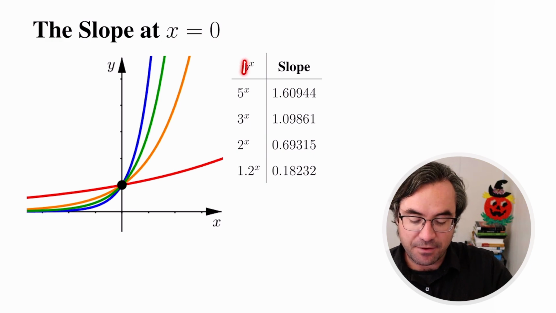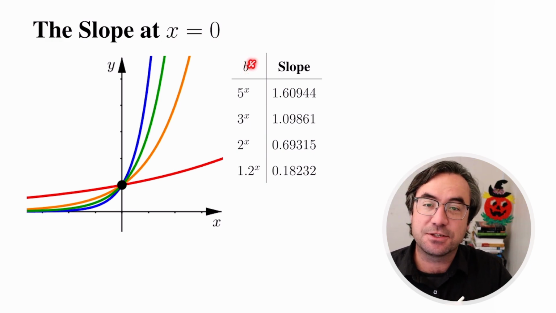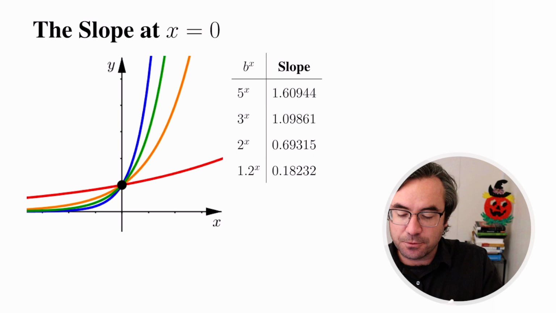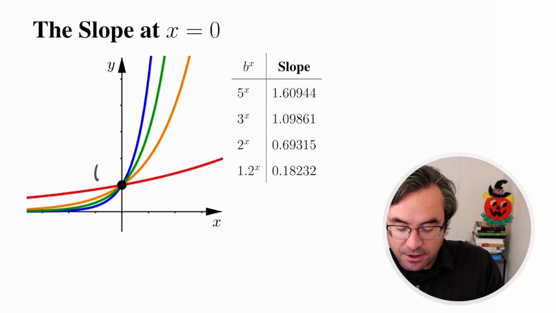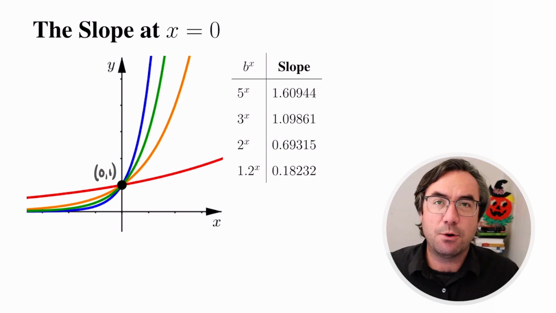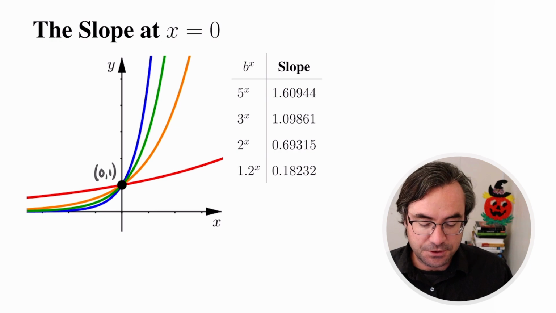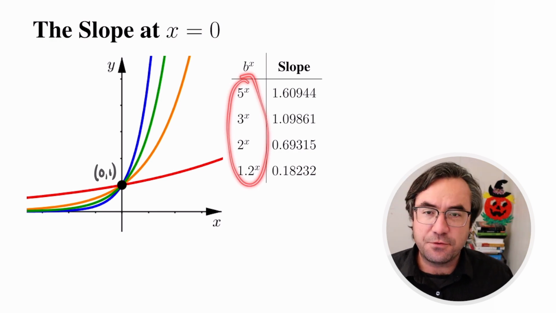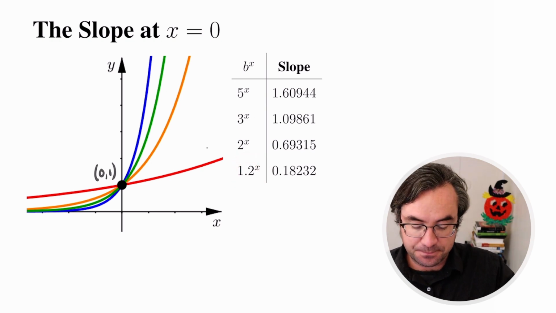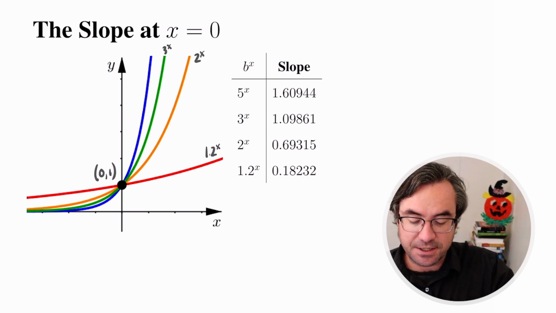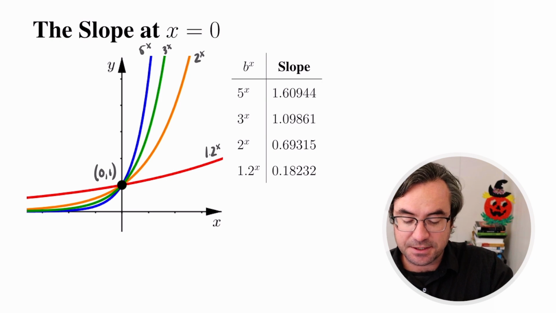So this is where we have a base term b, which is a constant, raised to the power x. And one special property of these exponential functions is they all go through the point (0, 1). So I graphed a few of these different ones here. We have 1.2 raised to the x, so that's this one right here. We have 2 raised to the x, 3 raised to the x, and 5 raised to the x. So just a whole bunch of different exponential functions.